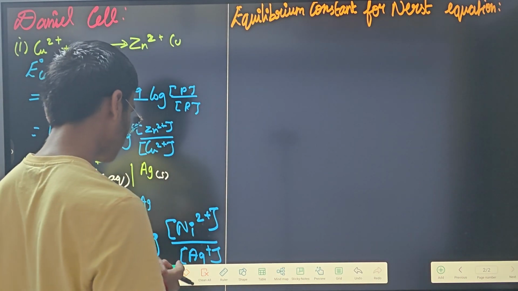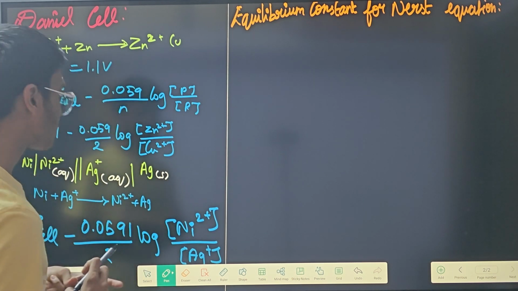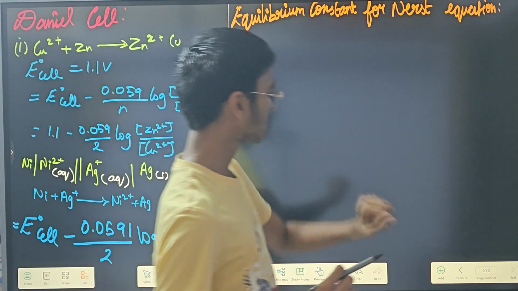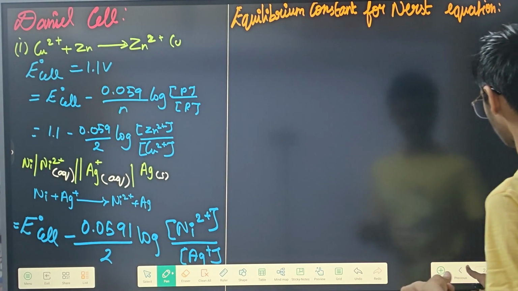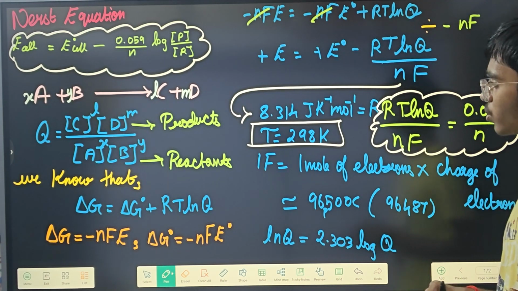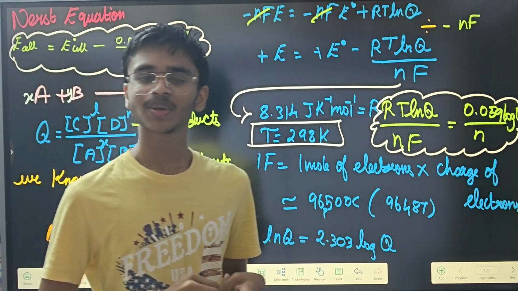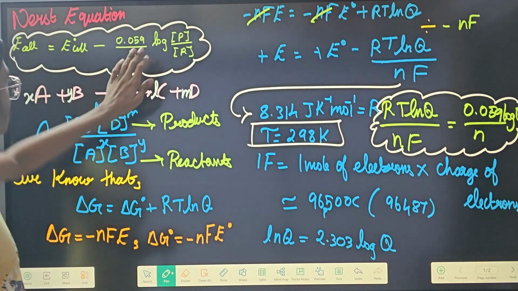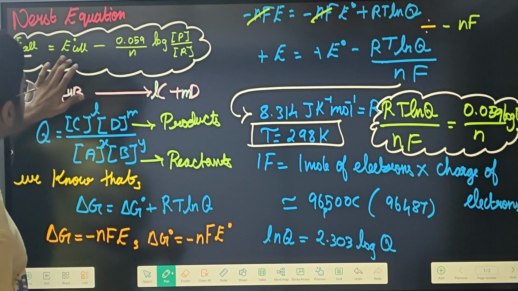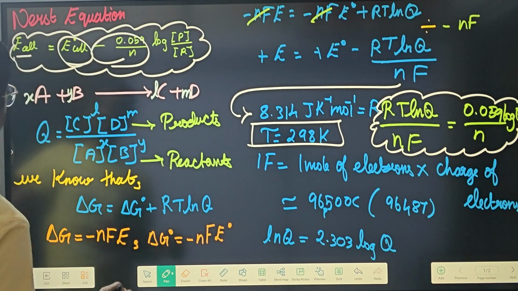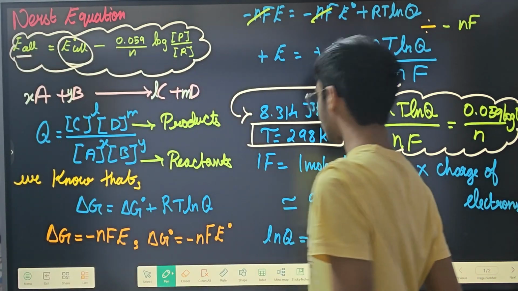See, first we are going to consider an equation. From this, what is the equilibrium constant for this Nernst equation? What we are going to do is calculate Q, the equilibrium quotient, from the Nernst equation. How are we going to do it? Very simple. I'm going to transpose everything to this side, where I have to keep this E cell as 0.